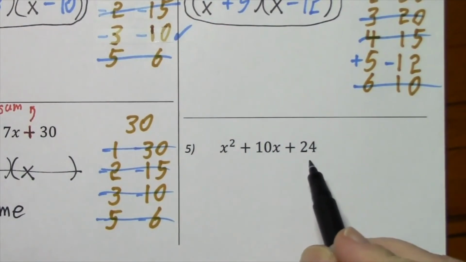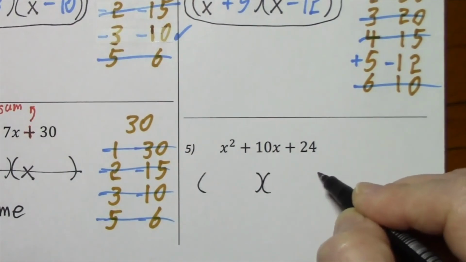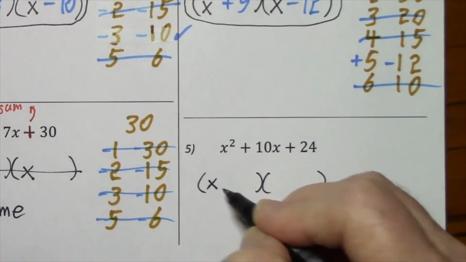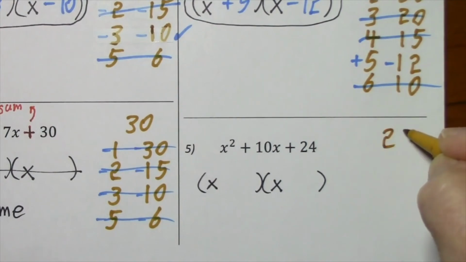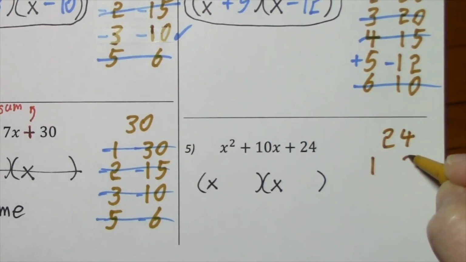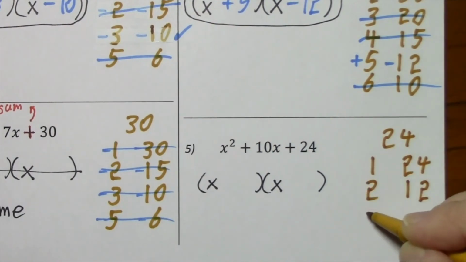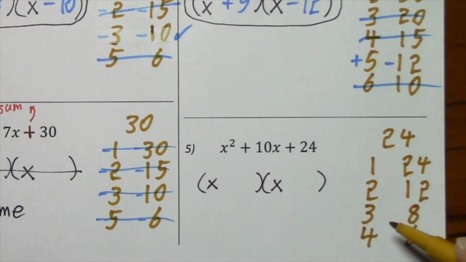And finally, looking at number 5, if we want to factor this, we're hoping we can write it as something times something. We can take care of the x squared. Let's see what it would take for this 24. Three goes in. 4 works. 5 will not go in there, and 6 we already have.